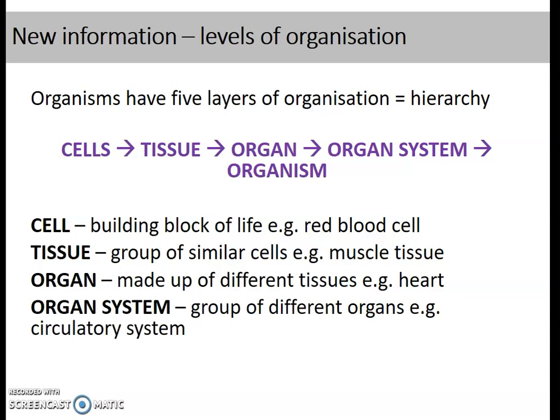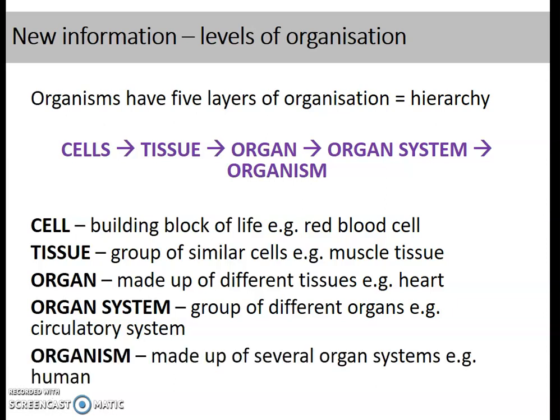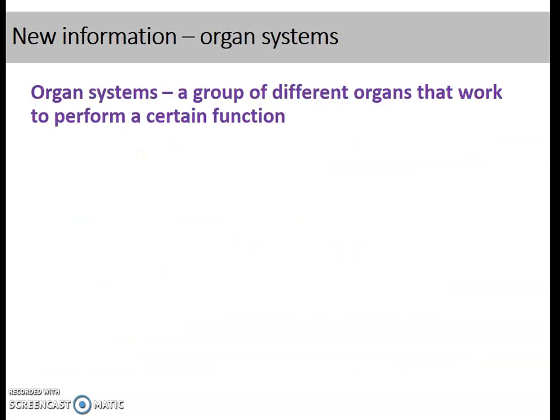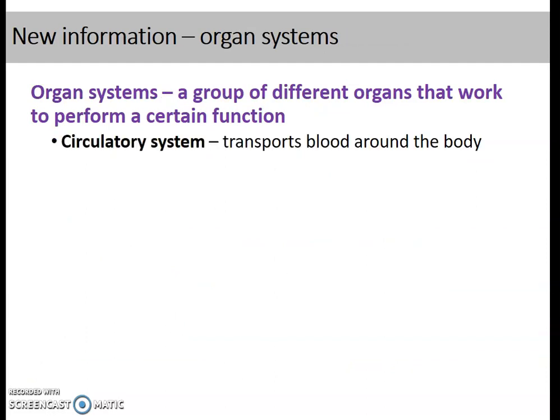An organ system is a group of different organs, so the circulatory system, so you've got your heart, you've got your blood vessels, you've got lots of different organs in there, and different components that will make up an organ system. An organism is made up of several of the organ systems. So, for example, a human, that's made up of lots of different organ systems, such as the endocrine system, you've got your nervous system, you've got your circulatory, you've got your respiratory. So there's lots of different types of systems.